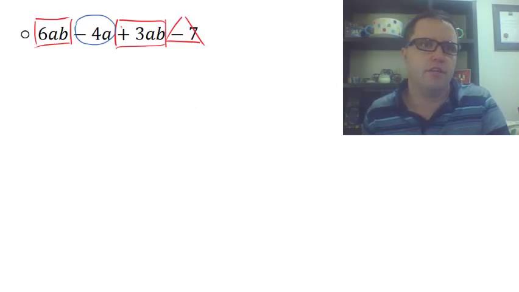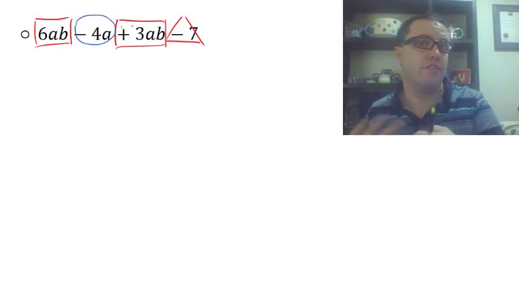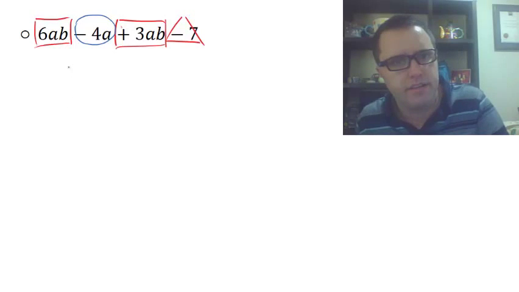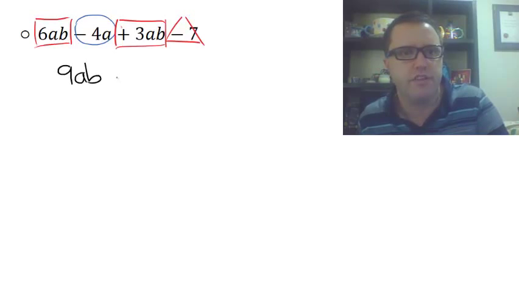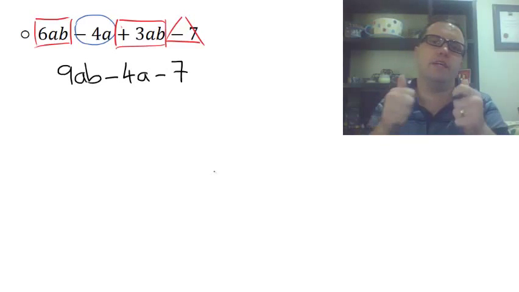Okay, so let's put our boxes together. 6 lots of AB plus another 3 lots of AB gives us 9 lots of AB. There's nothing else to go with this A term here, so minus 4A. No other numbers, going to minus 7, and we are done.